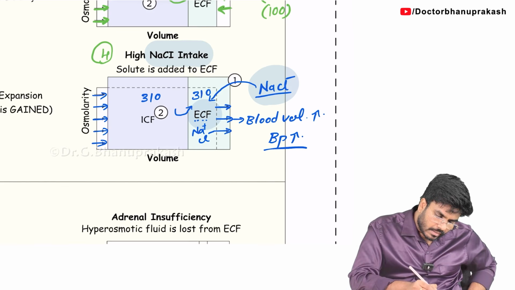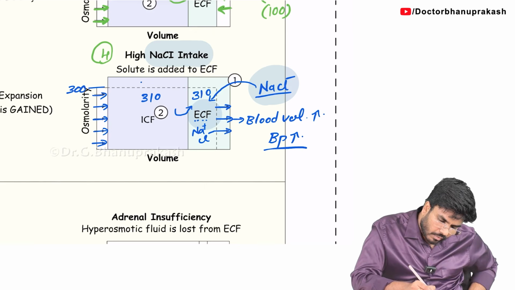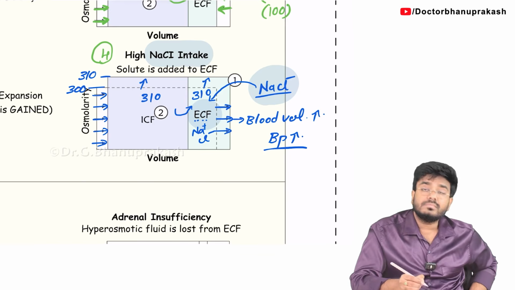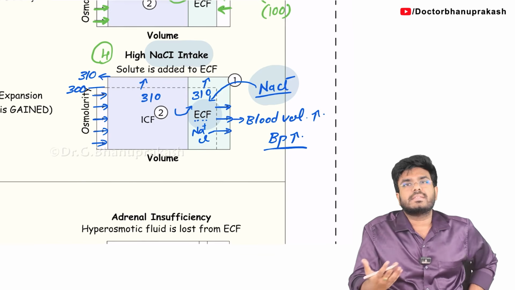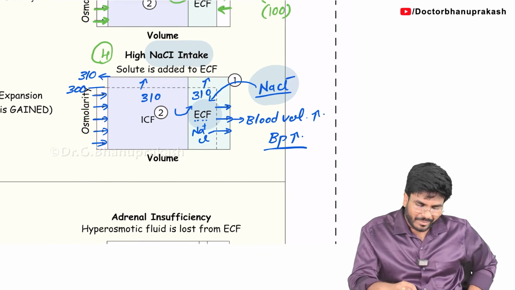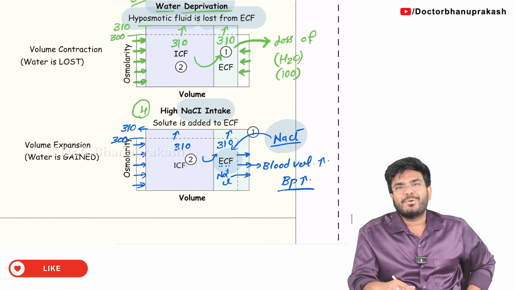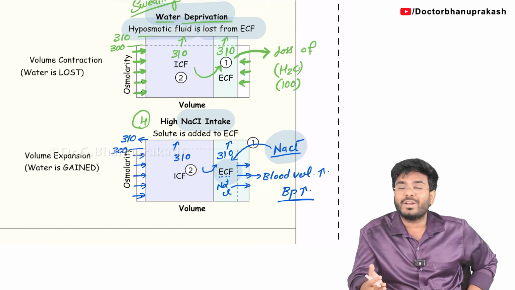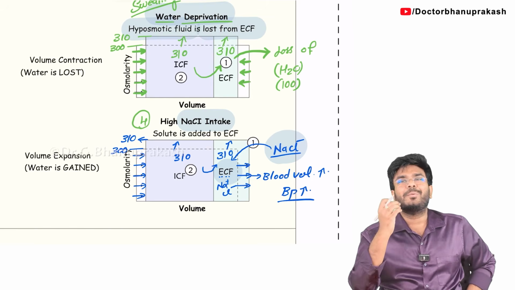So finally, normal osmolarity is 300. But what happened to the new osmolarity point? Now it is 310. So osmolarity increased. Hyperosmotic change. So tell me, what are the two examples of hyperosmotic change? One is high sodium chloride diet, or water deprivation. High sodium chloride diet, water deprivation, what are they? They are examples of hyperosmotic changes.